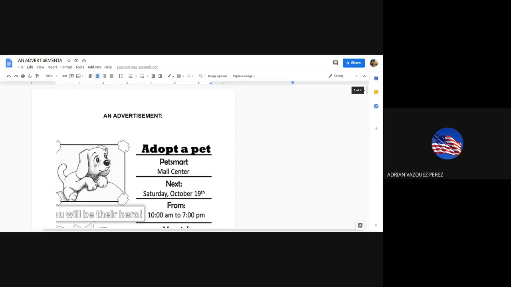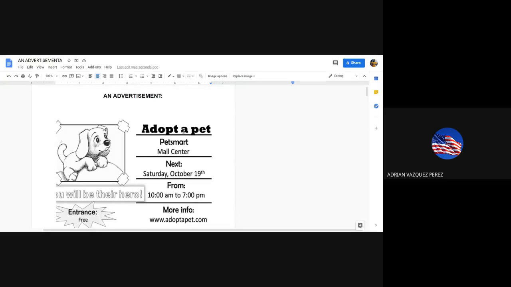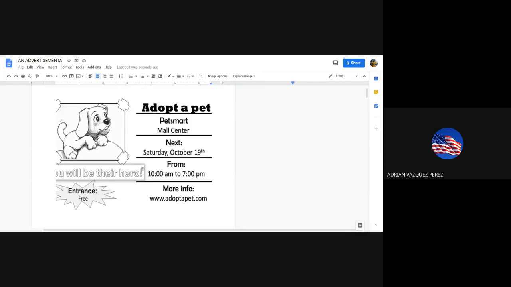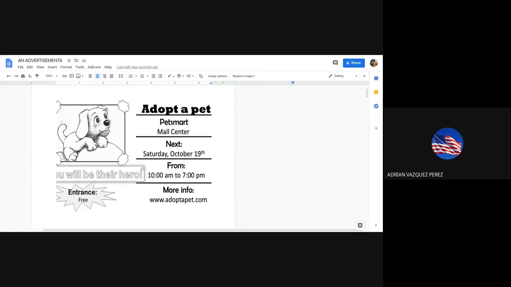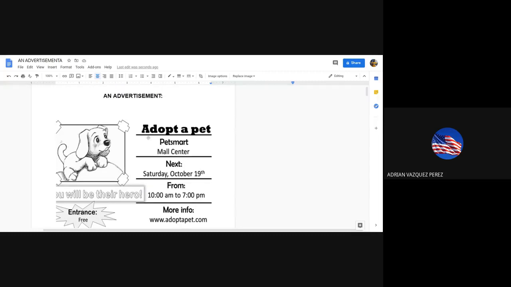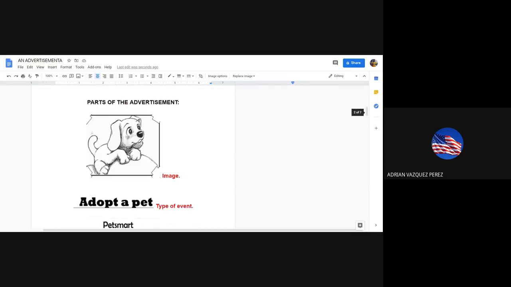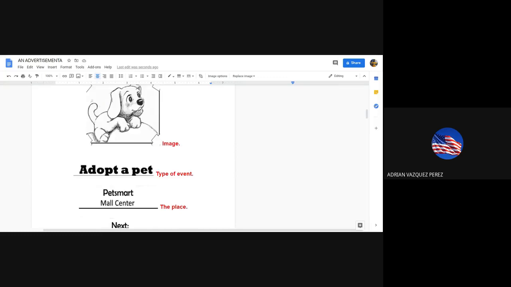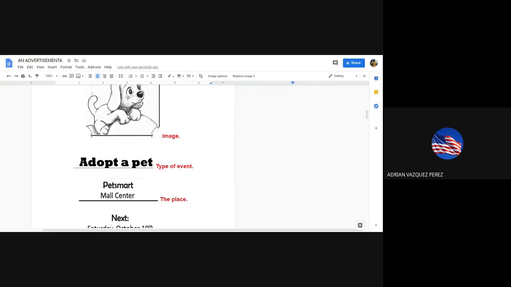Okay, let's do a quick review right now of what we just saw. Vamos a dar un pequeño repaso de lo que miramos. Esto se llama un advertisement, que es un anuncio, ¿verdad? This part is the image, el perrito de imagen. The type of event is adopt a pet. Bueno, let me go back a little bit more. Okay, and the image is the pet, the perrito. Adopt a pet is the type of event.